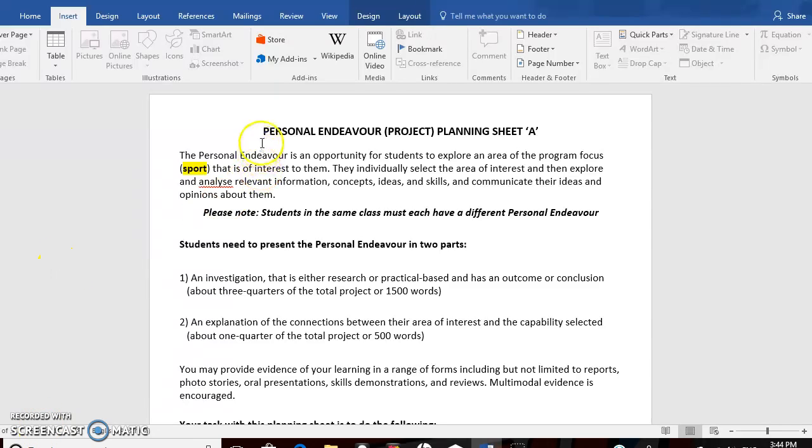Okay guys, so this is the personal endeavour planning sheet. I've referred to it as the planning sheet A because there'll be another stage to this, and the expectation was that you completed this over the holidays. You had a read of it, you started to familiarise yourself with some of the terms and things that we're going to be doing. You had a read of this, and then you used this planning sheet to get some of your initial thoughts about what you want to do.